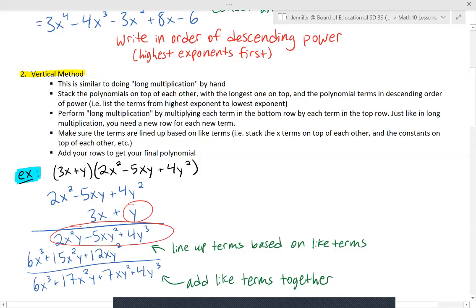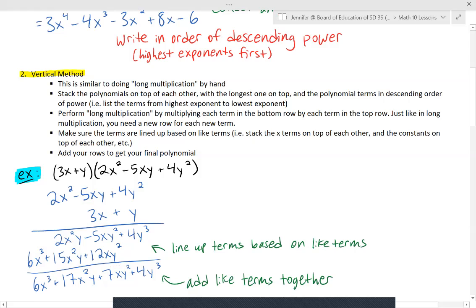So y times 4y squared gives me 4y cubed. Y times negative 5xy gives me this. Y times 2x squared gives me this. So again, just like if you were doing long multiplication, you start with this term and it multiplies by every single thing on top. And then the second row here was from the 3x. The 3x is multiplying by every single term on top.